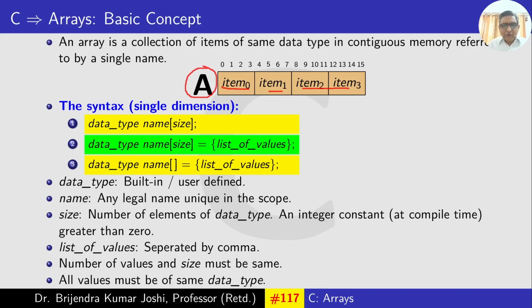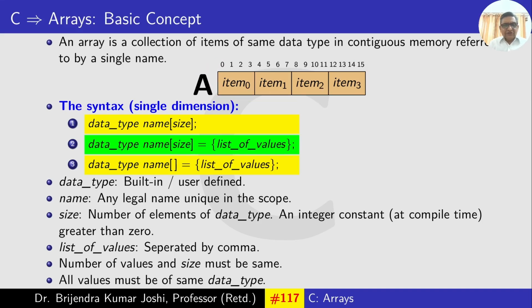So first integer will occupy byte number 0, 1, 2, 3. Second one would occupy 4th, 5th, 6th, 7th, and next one 8th, 9th, 10th, 11th, and next one 12th, 13th, 14th, 15th. This order may change depending on the endianness, but I will talk about it in some other video. So first 4 bytes, next 4 bytes, next 4 bytes, next 4 bytes in contiguous memory spaces, and the entire collection would be referred to by name A. So if I say A, it means I am talking about all these 4 integers together.